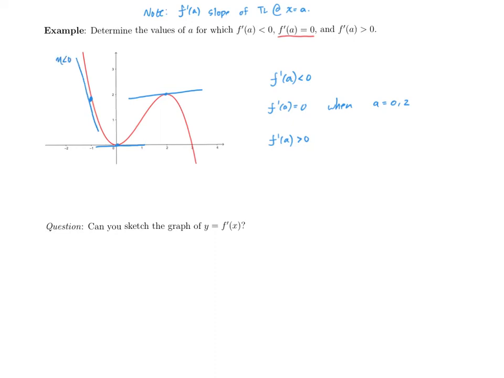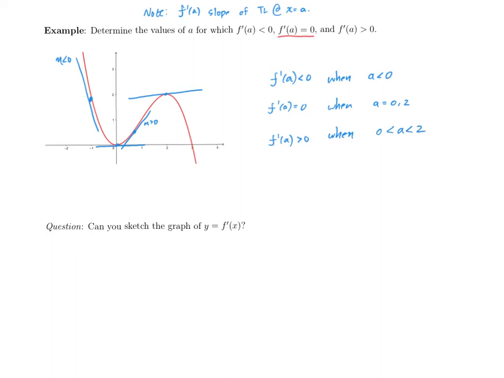So f'(a) is less than 0, i.e. the slope of the tangent line is negative, when, in this case, a is less than 0, and there might be more that we add to it, but we need to continue investigating. If you pick your favorite point a between 0 and 2, once again it does not matter which point you pick, say right about here, and draw the tangent line at that point, note the slope of the tangent line is going to be positive. So f'(a), the value of the derivative, will be positive when a is between 0 and 2.